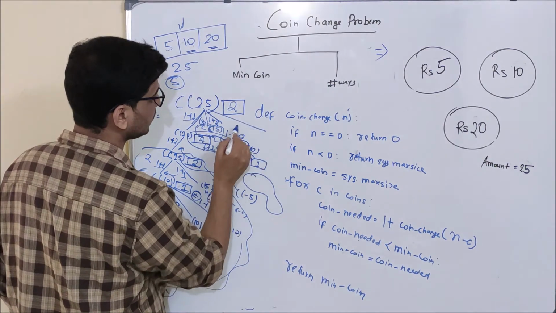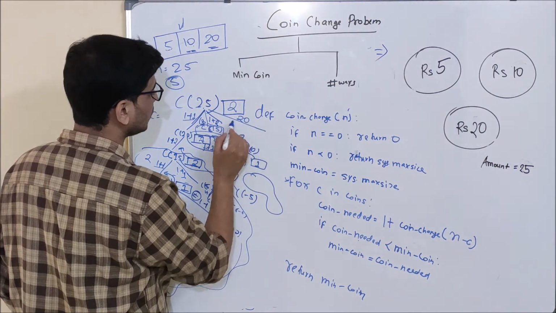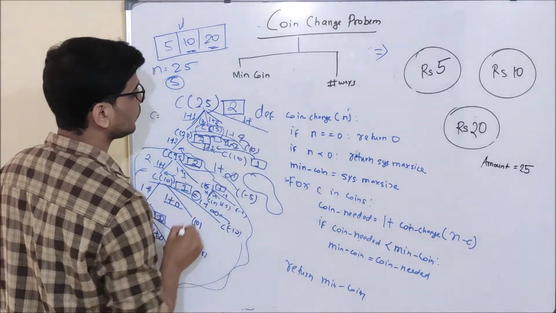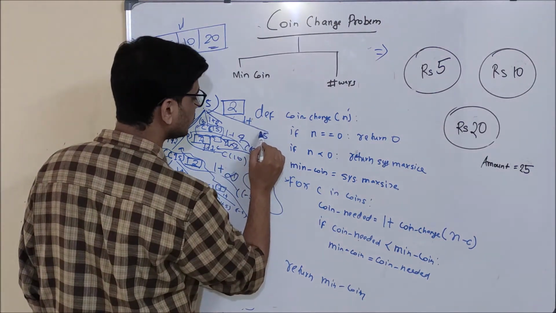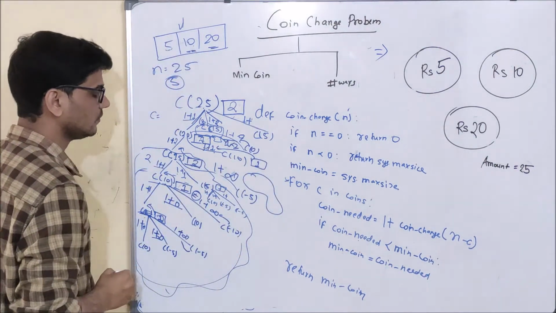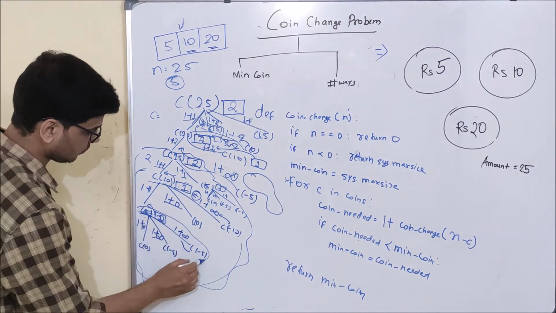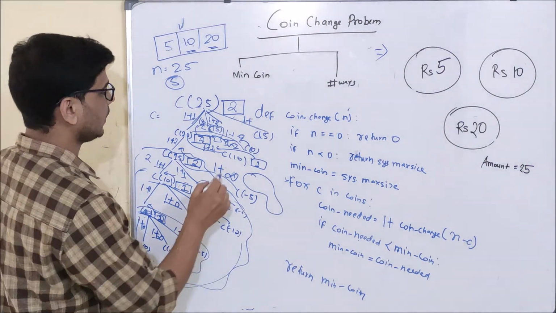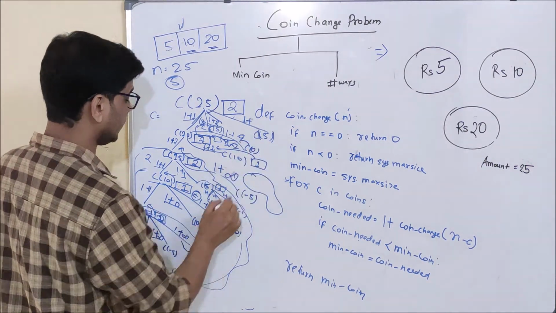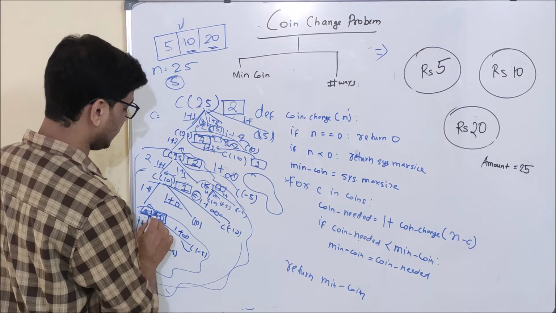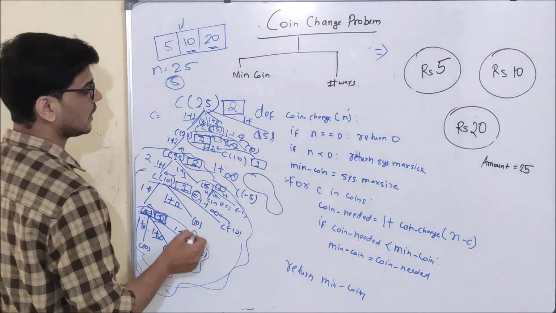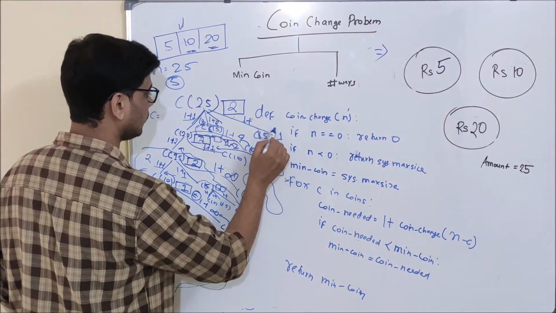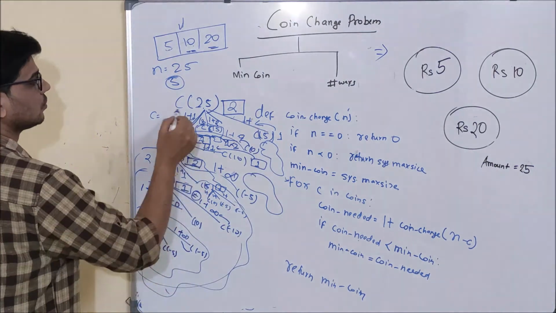C of 25 will try its third option, which is the 20 rupee coin. 1 coin plus it is going to call C of 5. So again see, here we already had C of 5, here also we had C of 5, and again C of 5 is getting called. And what is the optimal answer for C of 5? We have already found it out. So I am using a shortcut. Basically it will grow a tree in itself here, and it will return 1 from here to this particular function.